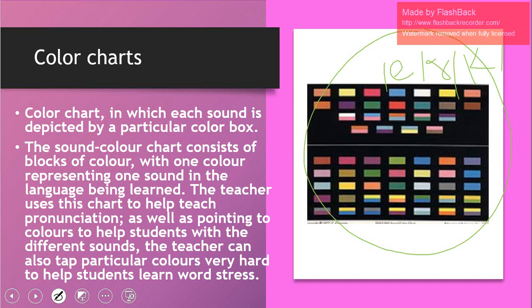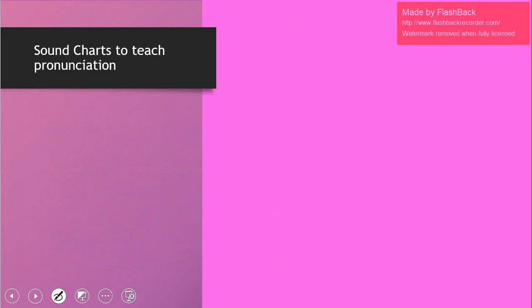The teacher uses this chart to help teach pronunciation, as well as pointing to colors to help students with the different sounds. The teacher can also tap a particular color very hard to help students learn word stress. So if the teacher taps like that, it means more stress, and less stress otherwise. So stress will also be taught with this chart, along with the sounds. And in this methodology, students are not going to forget because of so much association with the colors. It's a practical method, in my opinion.